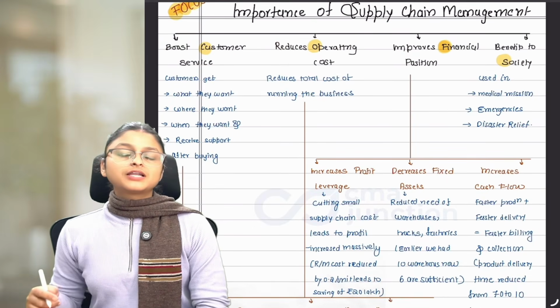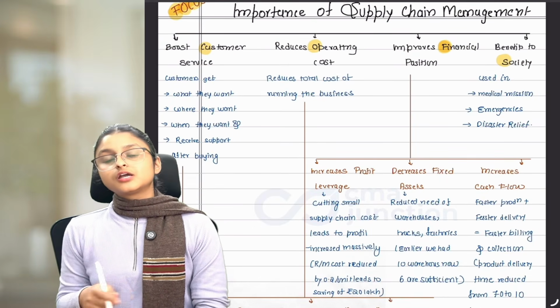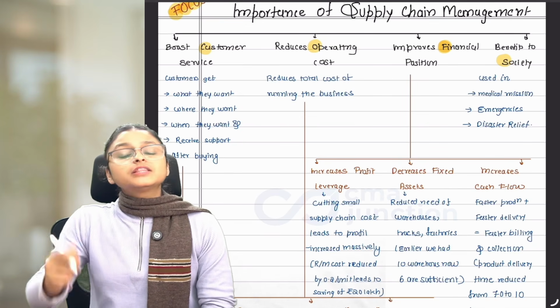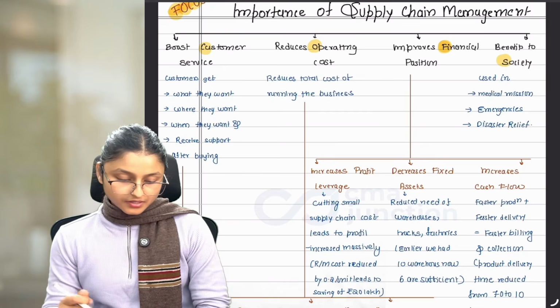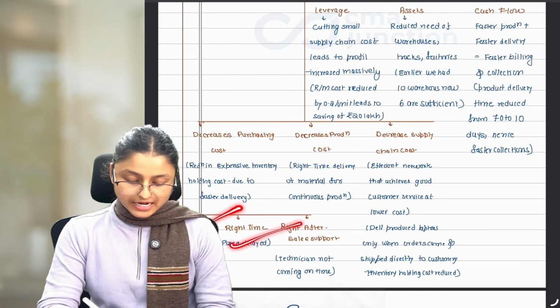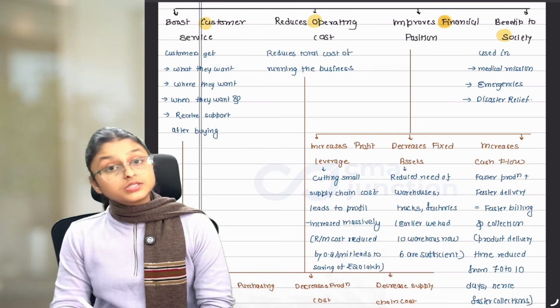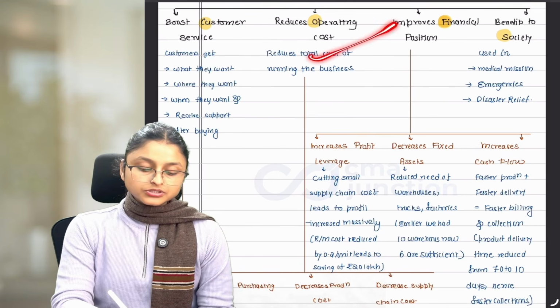How is supply chain management boosting customer service? By providing the right thing at the right time, at the right place with right after sales support. So right location, right time and right after sales support help us to boost customer service with the help of supply chain management. Reduces operating cost.